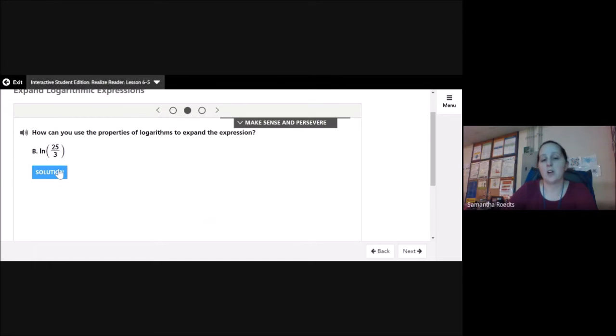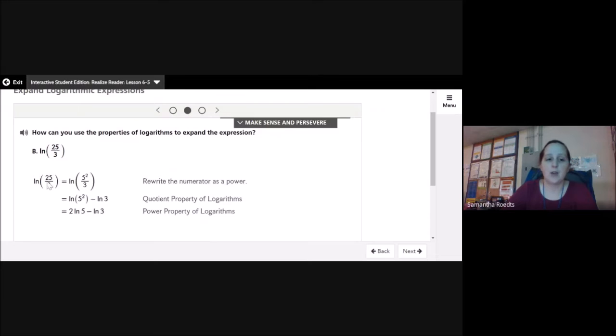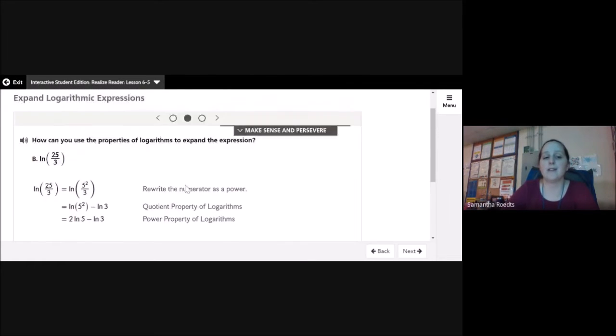How can you use the properties of logarithms to expand the expression ln of 25 over 3? Okay, so I can rewrite the numerator as a power. So 25 is 5 squared. I want to simplify it as much as possible. Because this is division, the quotient property applies, and division becomes subtraction. So I do ln 5 squared minus ln 3. Remember, the power property tells me I can bring this 2 out front. So I have 2 ln 5 minus ln 3.